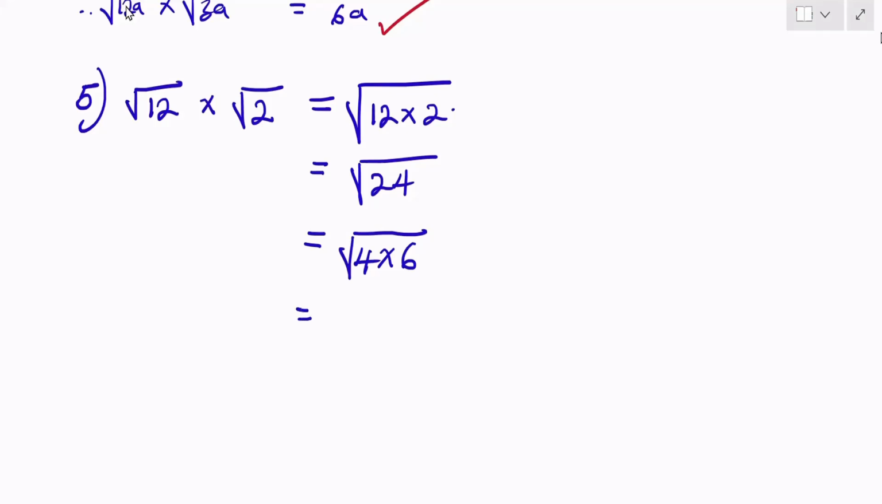So this is the same as, let's split the square root. We are going to have the square root of 4 multiplied by the square root of 6. This is the same as having the square root of 2 squared multiplied by the square root of 6.